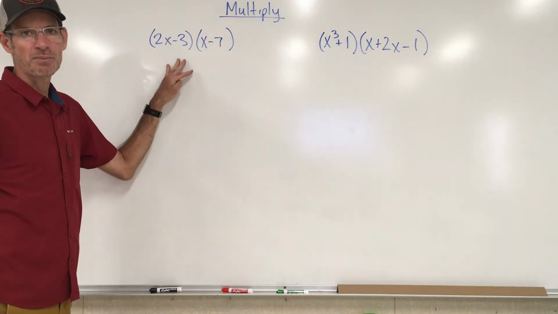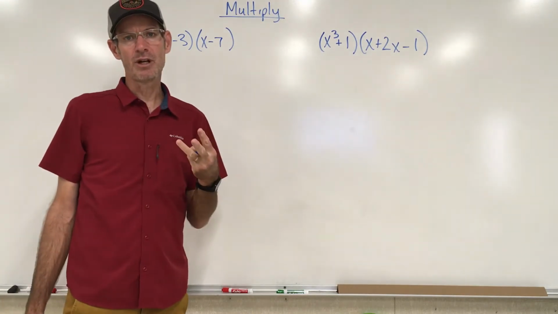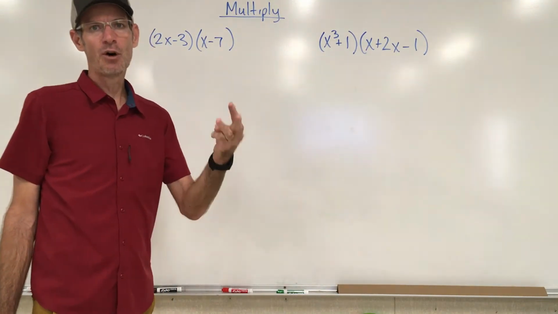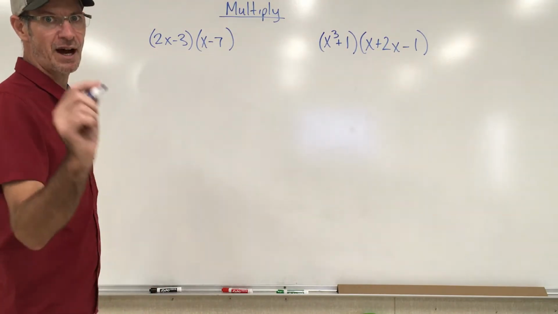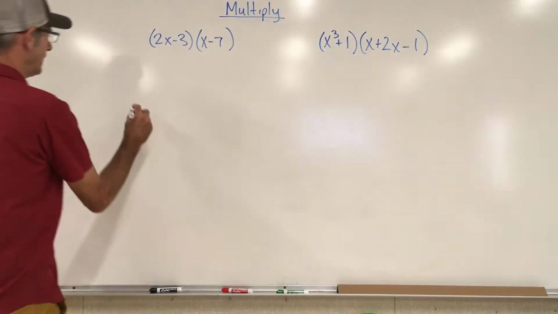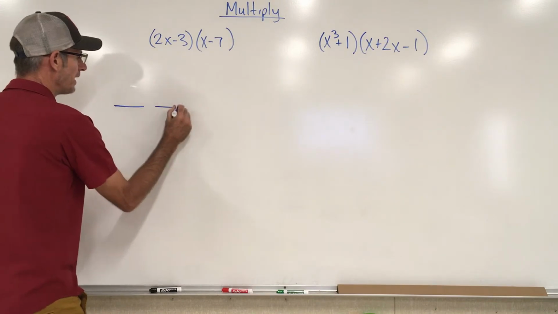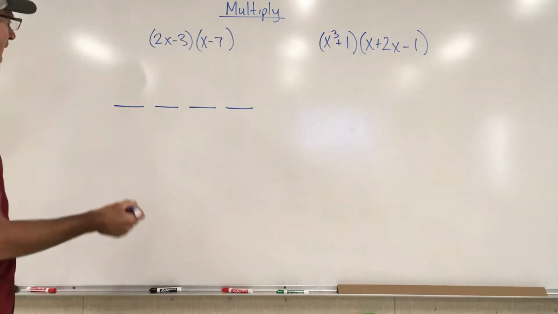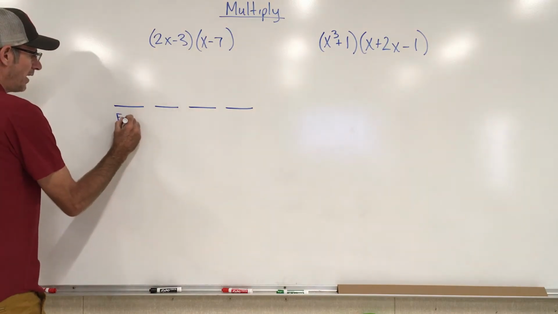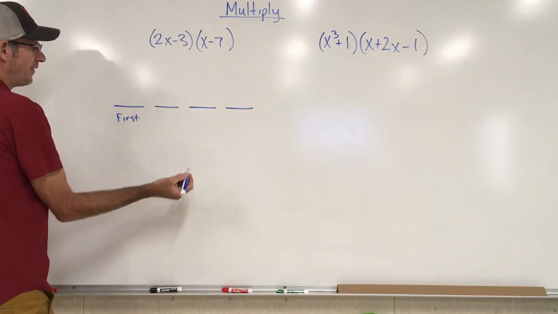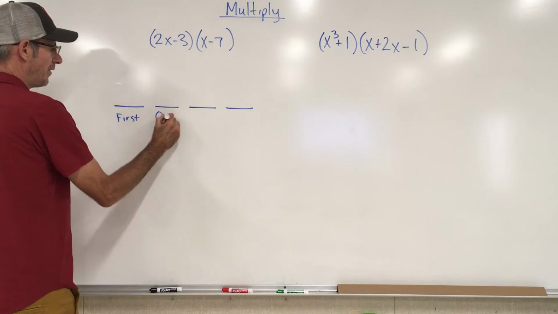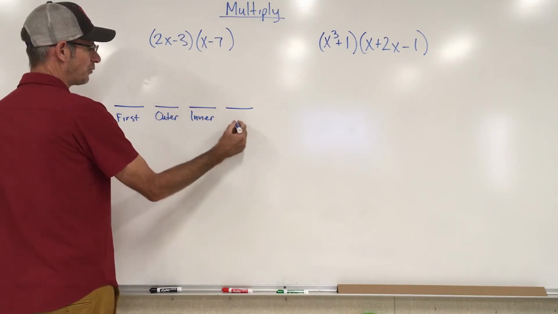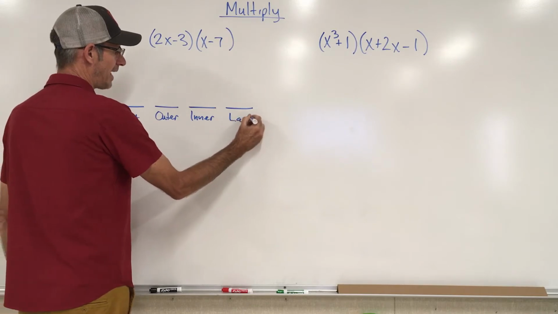So when you went to solve this problem, there are 3 different ways that you could have done it. You could use the distributive property, you could use a table, or you could use the FOIL method. I'm going to use the FOIL method. So I have 4 places where I'm going to put my 4 monomial terms, and this is where I put the product of the first, this is where I put the product of the outer, this is where I put the product of the inner, and this is where I put the product of the last.